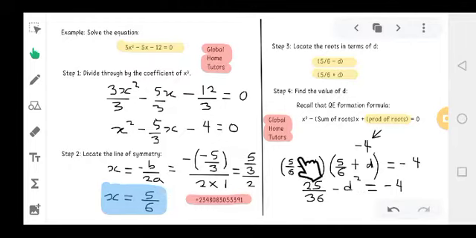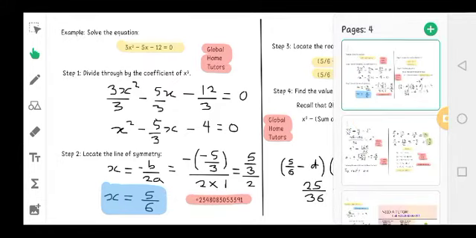So for simplicity, we know that the only difference between them is the minus and the plus. One has minus, one has plus. So what does that mean? It means that I can square this. That's 25 over 36 minus d squared. Then it's going to give me minus 4. So I can solve for d squared here.